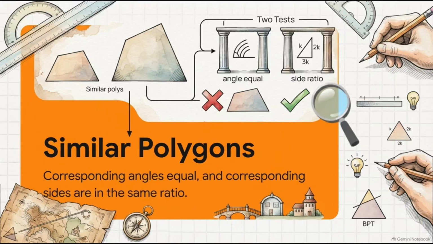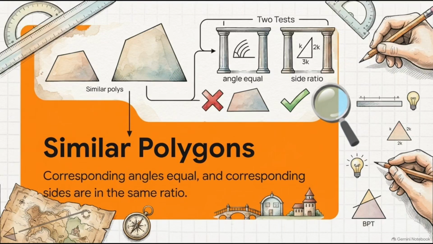Now, what's really interesting about this slide is how we translate that intuitive, hands-on experiment into a strict mathematical rule. For any two polygons with the same number of sides to officially be considered similar, they must pass two very specific tests. Condition 1, all of their corresponding angles must be completely equal.